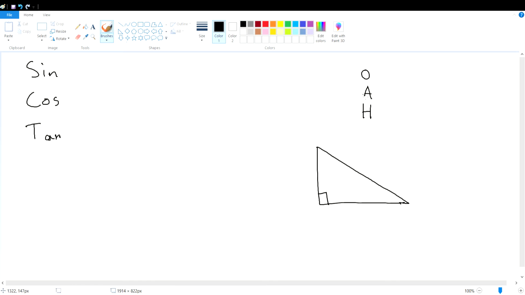So automatically, first thing you should do is label. So they're going to give you a reference angle. We'll call this angle theta. It doesn't matter. This is only an example to learn how to name a triangle. So the first thing you should know, you should always label your hypotenuse first.